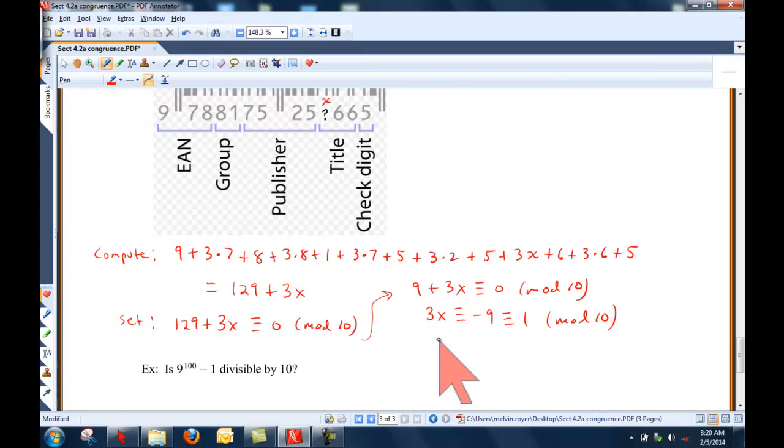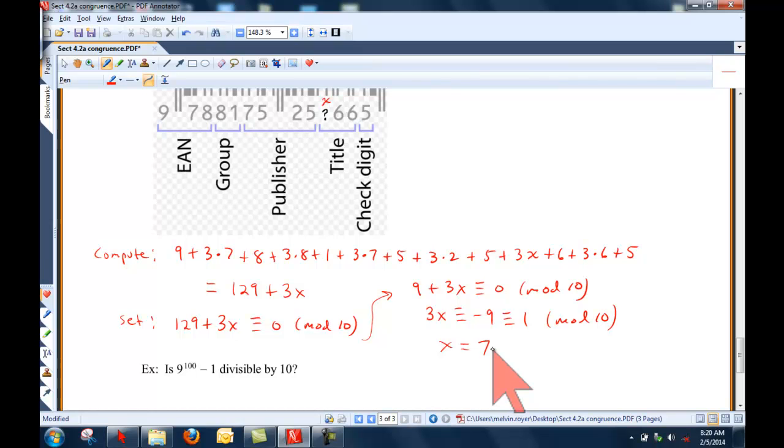And so now maybe just trial and error. 3 times what base 10 digit is congruent to 1 mod 10? 0 doesn't work. 3 times 1 is 3, that's not 1 mod 10. 2 doesn't work. 3, 4, 5, 6, 7. 3 times 7 is 21. That is congruent to 1 mod 10. And so x equals 7 is the mystery digit that works.